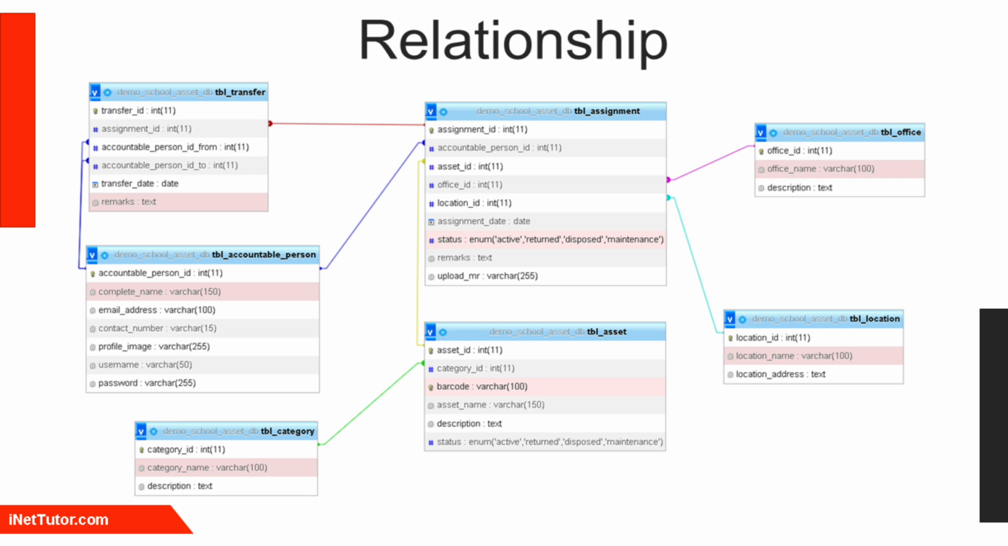Additionally, each assignment references a specific accountable person through the accountable_person_id from the TBL_accountable_person table. The TBL_assignment also establishes a relationship with the TBL_location by linking the location_id to identify where the asset is assigned. Furthermore, the TBL_transfer table connects to the TBL_assignment through the assignment_id, tracking asset transfers. These relationships allow SAIS to monitor the entire lifecycle of assets, from their initial assignment to transfer or disposal.